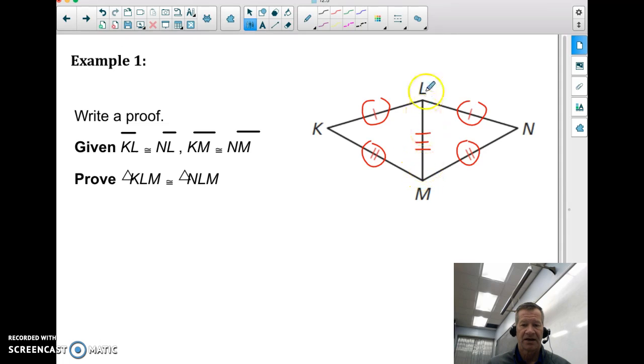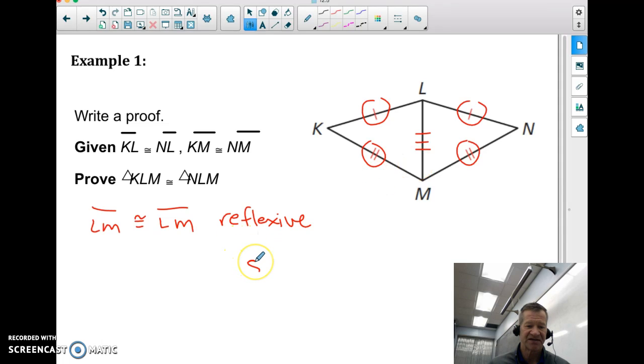Well, I can't say that any of these angles are the same for sure, but each of these two triangles contains this side LM. So I can say that segment LM is congruent to itself. And if it's congruent to itself, remember we refer to that as the reflexive property. And therefore we have all three sides of this triangle congruent to all three sides of this one. So we can say by side-side-side that these two triangles are congruent.